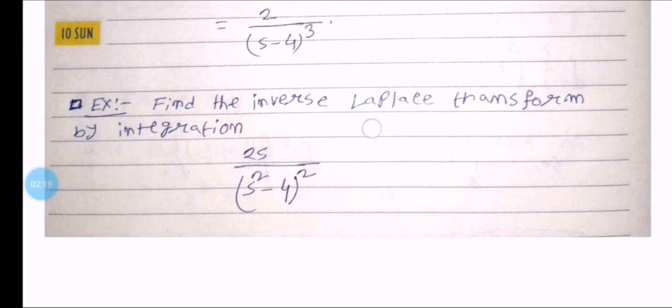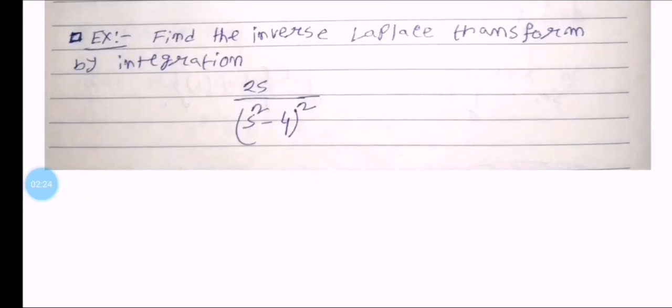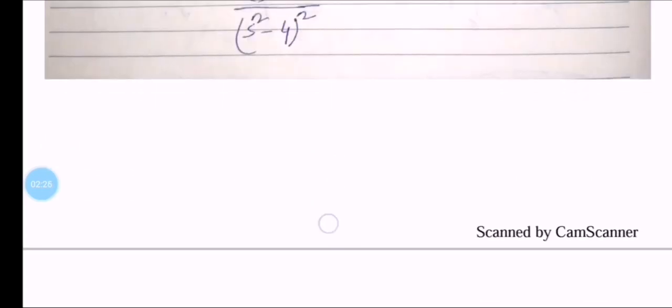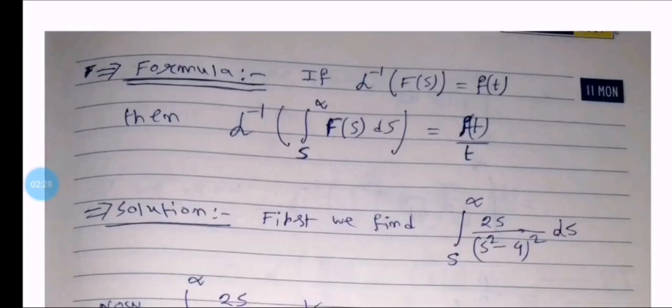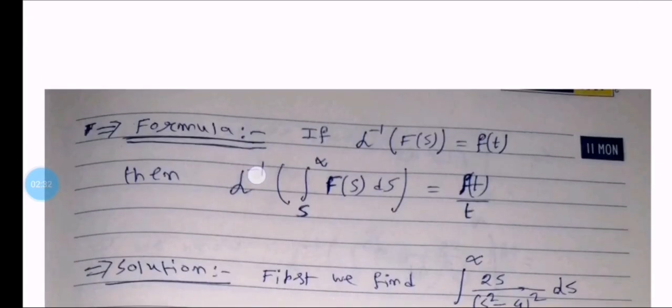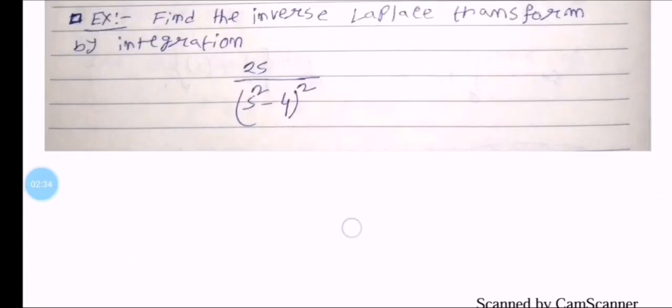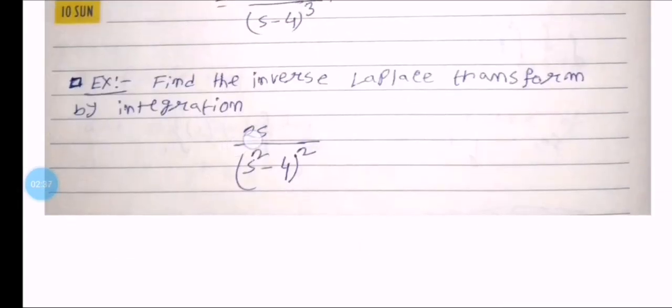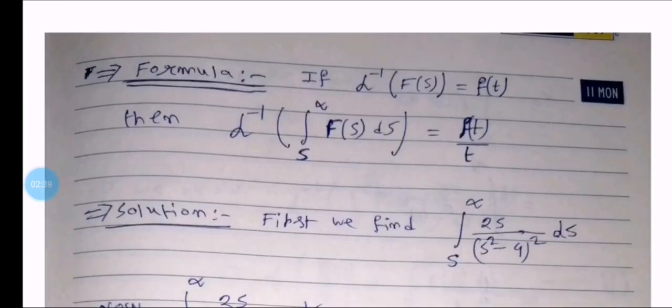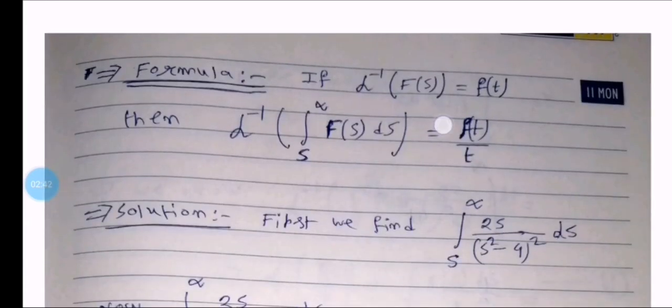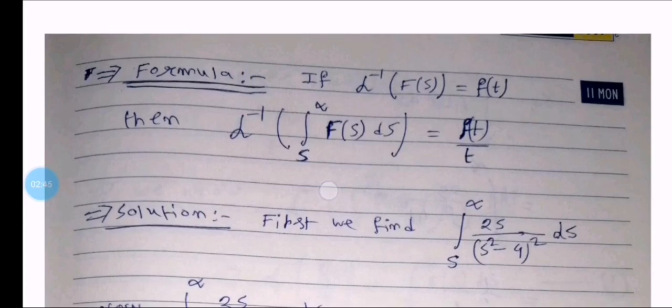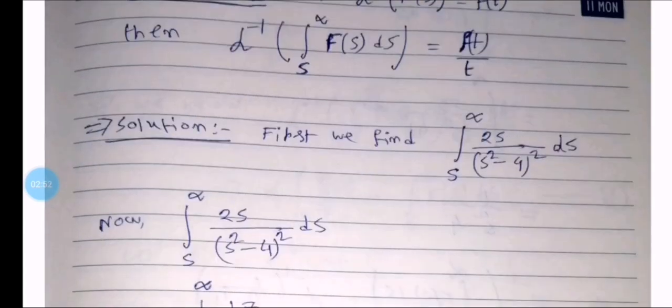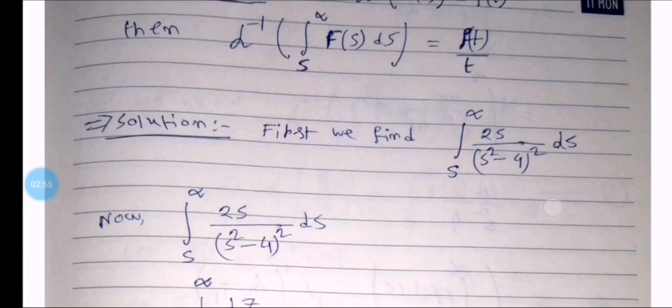Next problem, find the inverse Laplace transform by integration of 2s by s square minus 4 whole square. So one formula is there in order to do the inverse Laplace transform by integration. We need to use that if L inverse of F of s is f of t, then L inverse of integration s to infinity F s ds is f t by t. So by using this formula we will continue this inverse Laplace transformation.